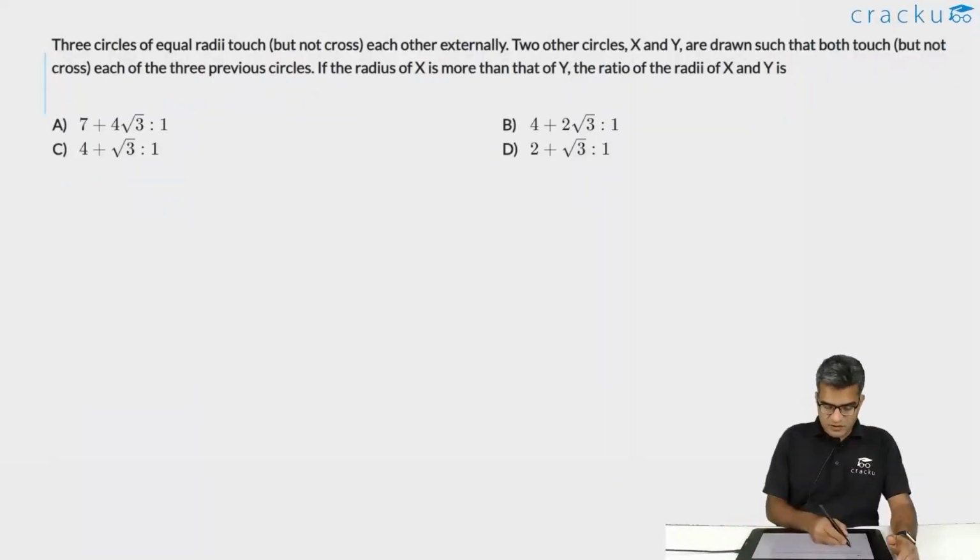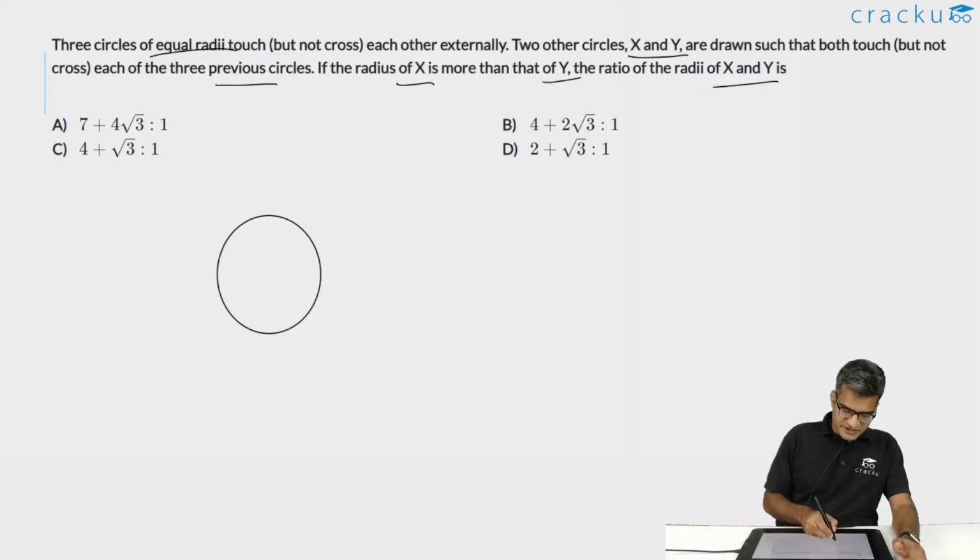In this question, we are told that there are 3 circles of equal radii. They touch each other externally, and 2 other circles X and Y are drawn such that both of them touch each of the 3 previous circles. The radius of X is greater than the radius of Y. We are asked to calculate the ratio of the radius of X and Y.